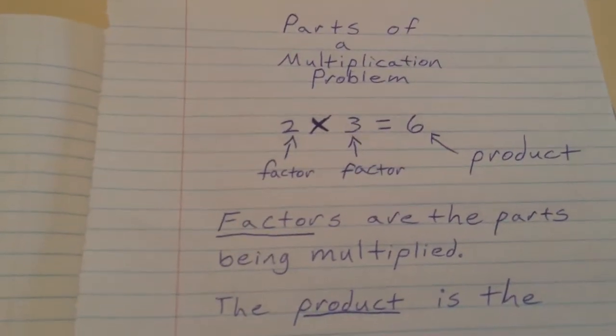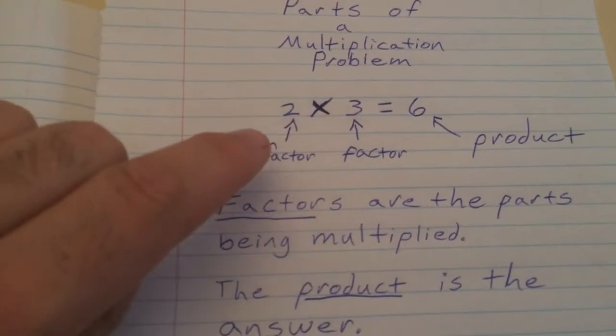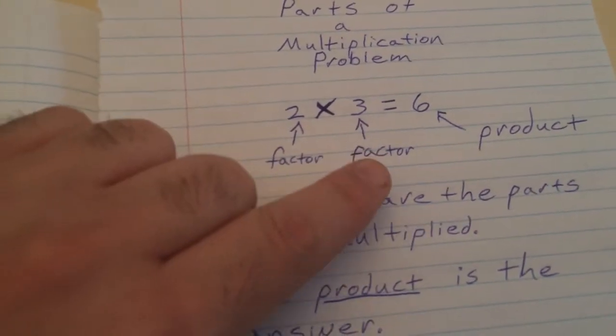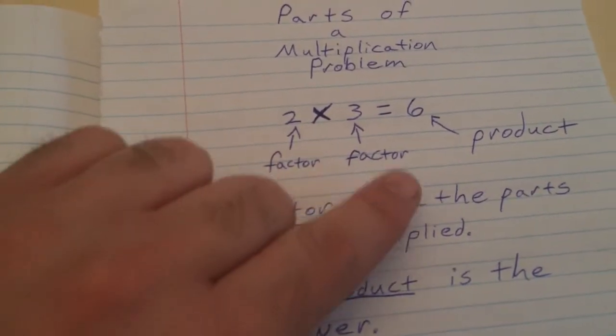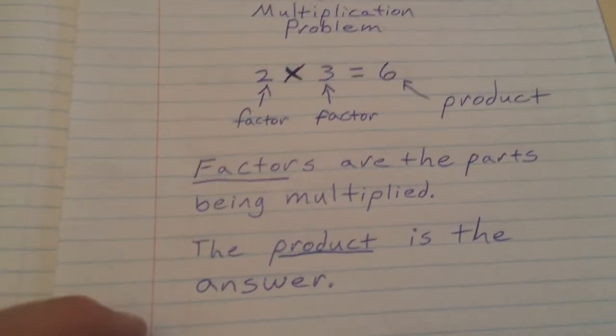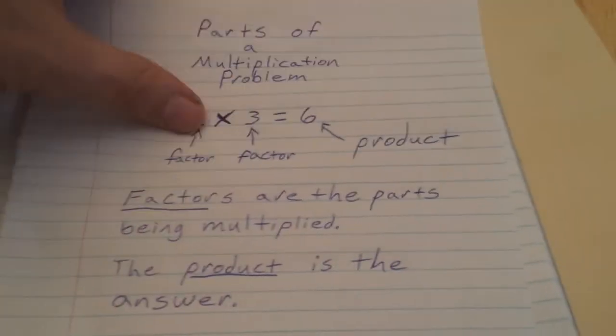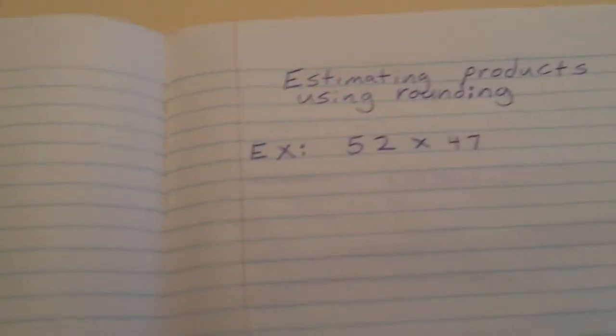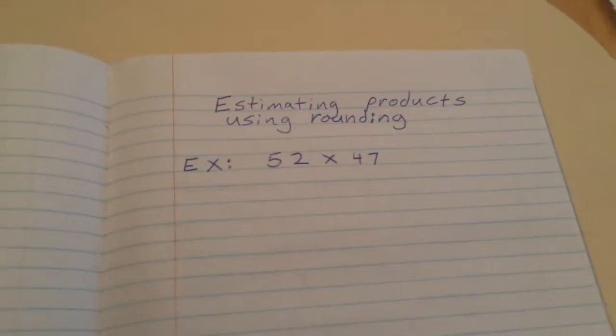Parts of a multiplication problem. We have factors, which are the numbers that are being multiplied, and the product is the answer. Okay, so now how do we estimate this?